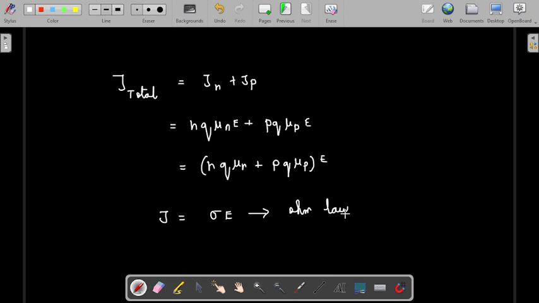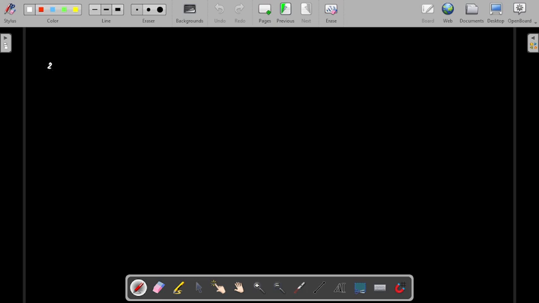So note that the drift current depends on the carrier concentration and electric field. This sigma is equal to n q mu n plus p q mu p. The first term is the conductivity due to electrons, and the second is the conductivity due to holes. So this is what the drift-related formulas depend on. Now let's take the second term, diffusion.